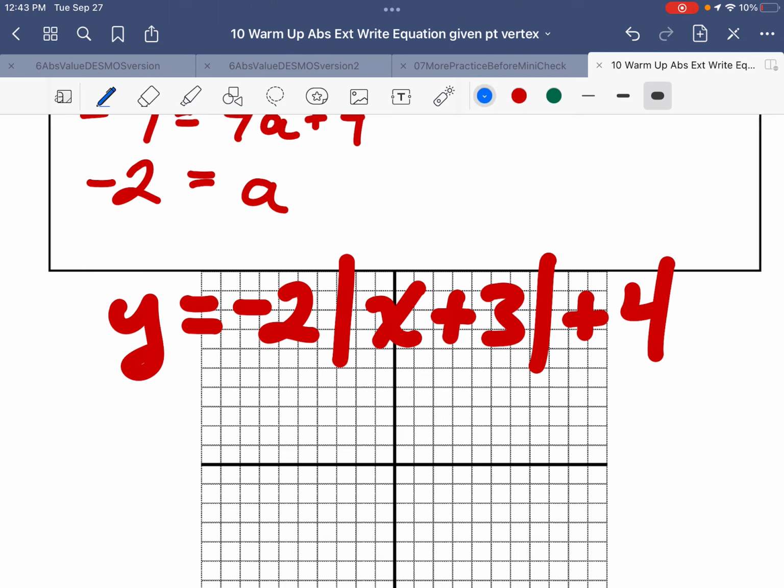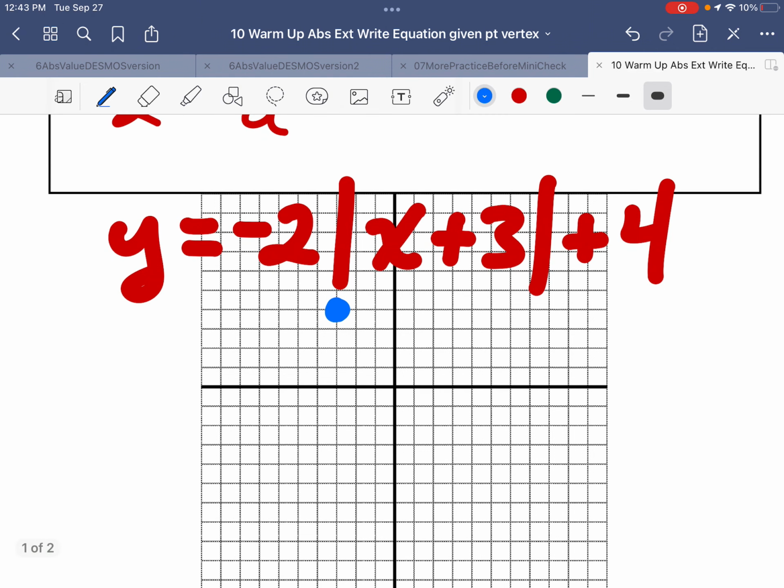So what if I try to graph this equation? That's right, I'm going to start with a vertex that shifted over 3 and went up 4. So I'm going to start at -3, 4, and then I'm going to use my slope of -2 over 1 to create some new points. I can go down 2 and over 1. I can go down 2 and over 1 a couple times, and I can do that on the opposite side, and we get the infamous V shape.